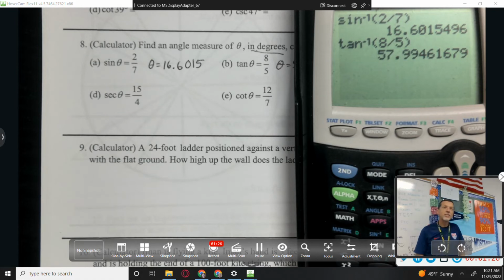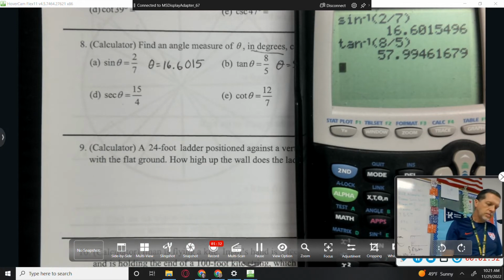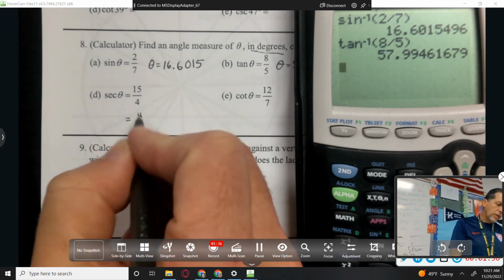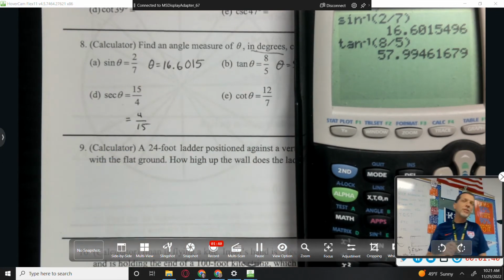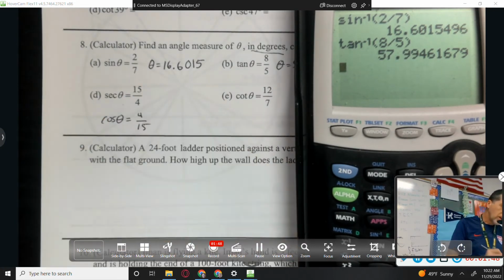Secant, because there's not a secant button. So how do I handle part D? Flip it. So flip 15 over 4 and get 4 over 15. What happens when I flip secant? Just go back to cosine. It goes to cosine. Secant and cosine are reciprocals.